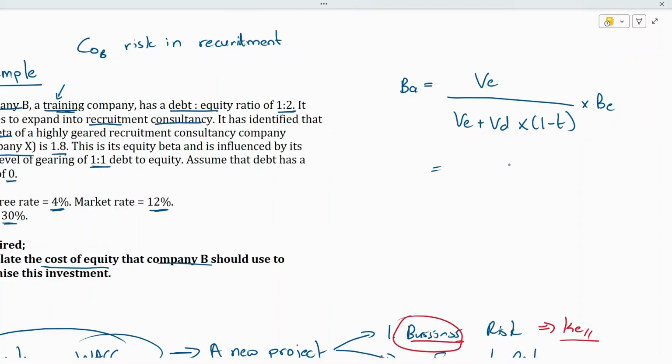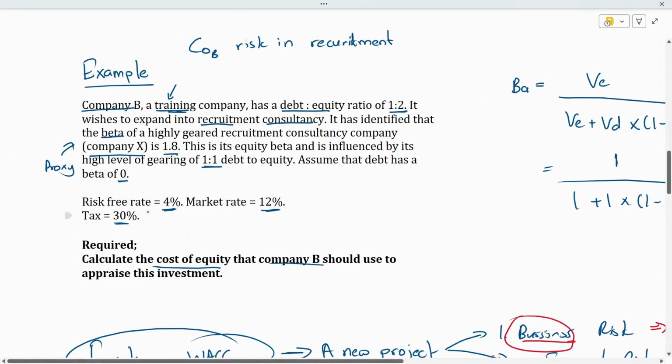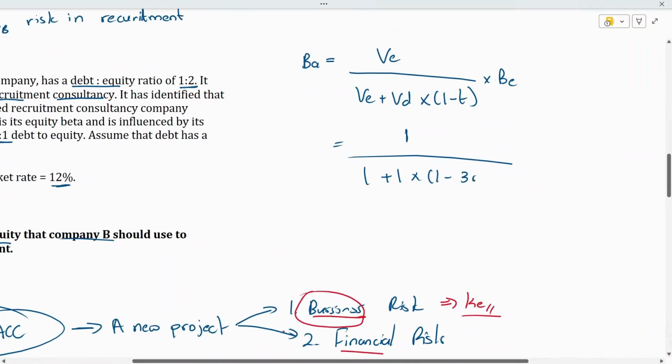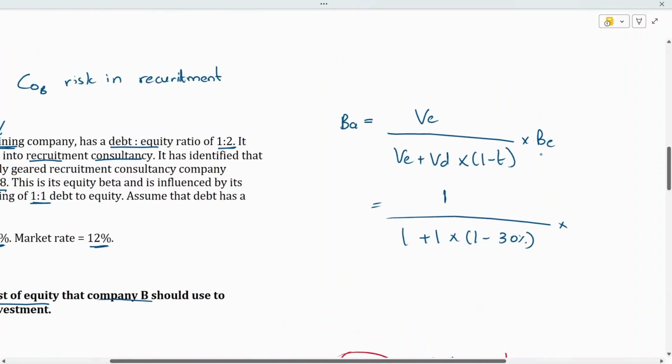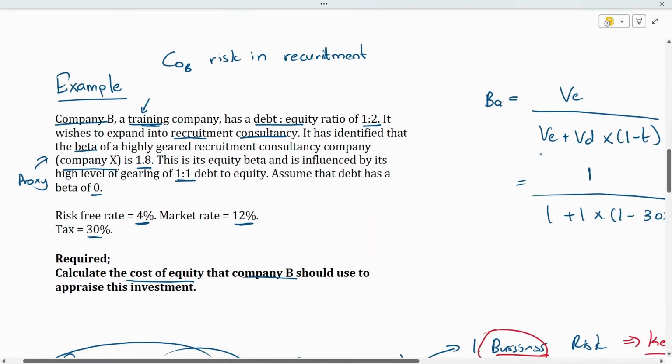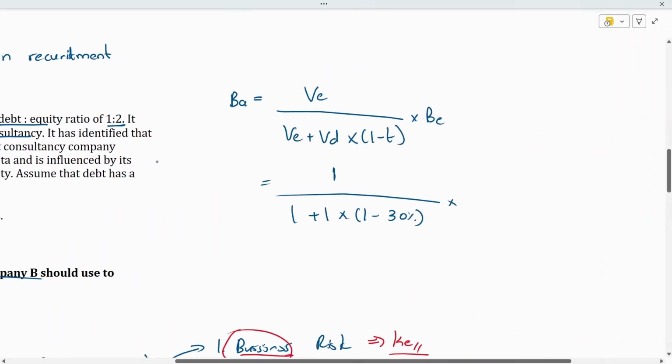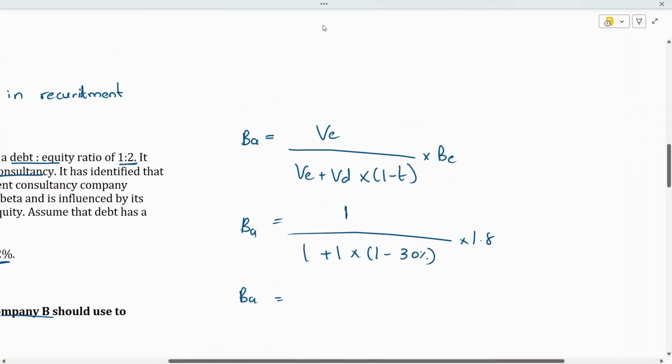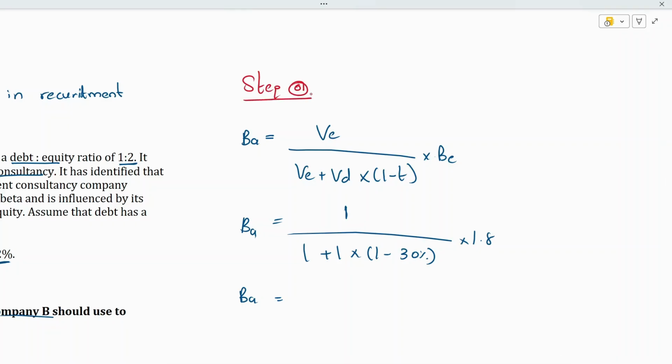So what is the value of equity? Equity is 1. Value of debt is also 1, into 1 minus the tax rate. Tax rate is given as 30%. So 1 minus 30% into beta equity, which is the proxy company's equity beta of 1.8. So that will give you the asset beta. This is step 1. So you can take out your calculators and quickly calculate along with me the value of beta.